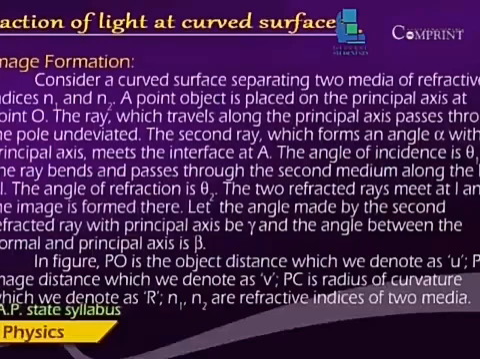Let the angle made by the second refracted ray with the principal axis be gamma and the angle between the normal and the principal axis be beta. In the figure, PO is the object distance which we denote as u. PI is the image distance which we denote as v. PC is the radius of curvature which we denote as R. n1, n2 are the refractive indices of the two media.